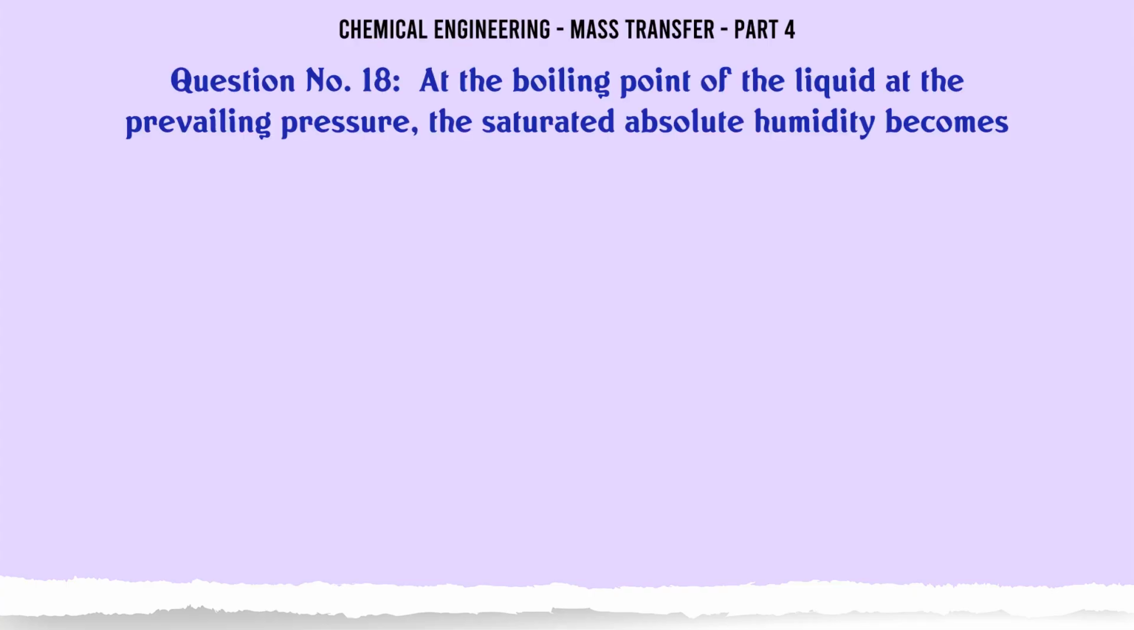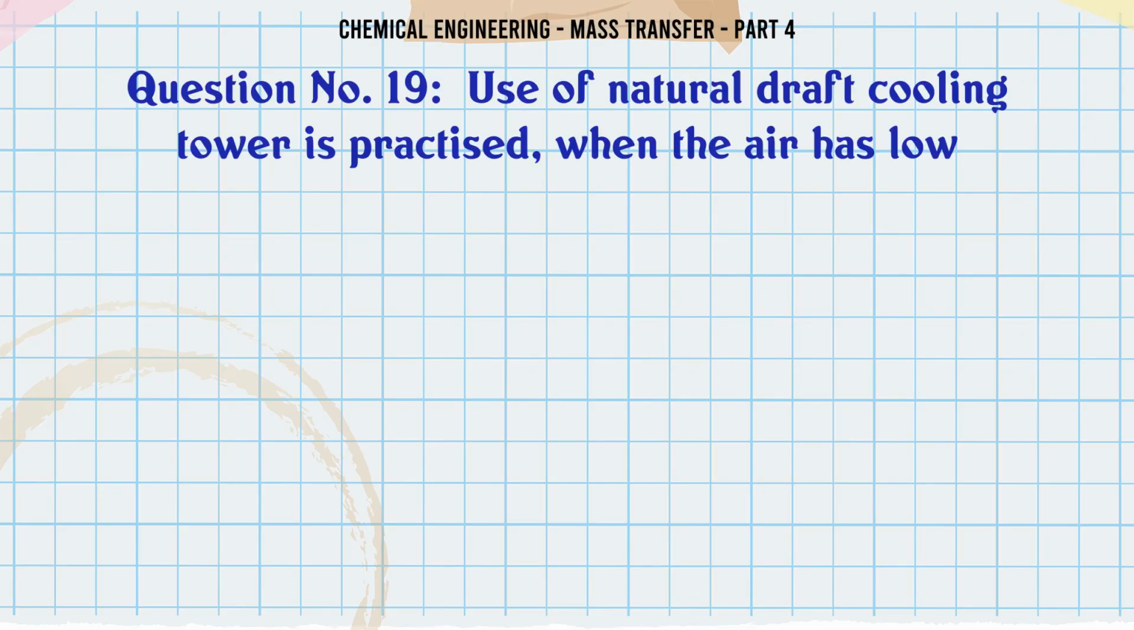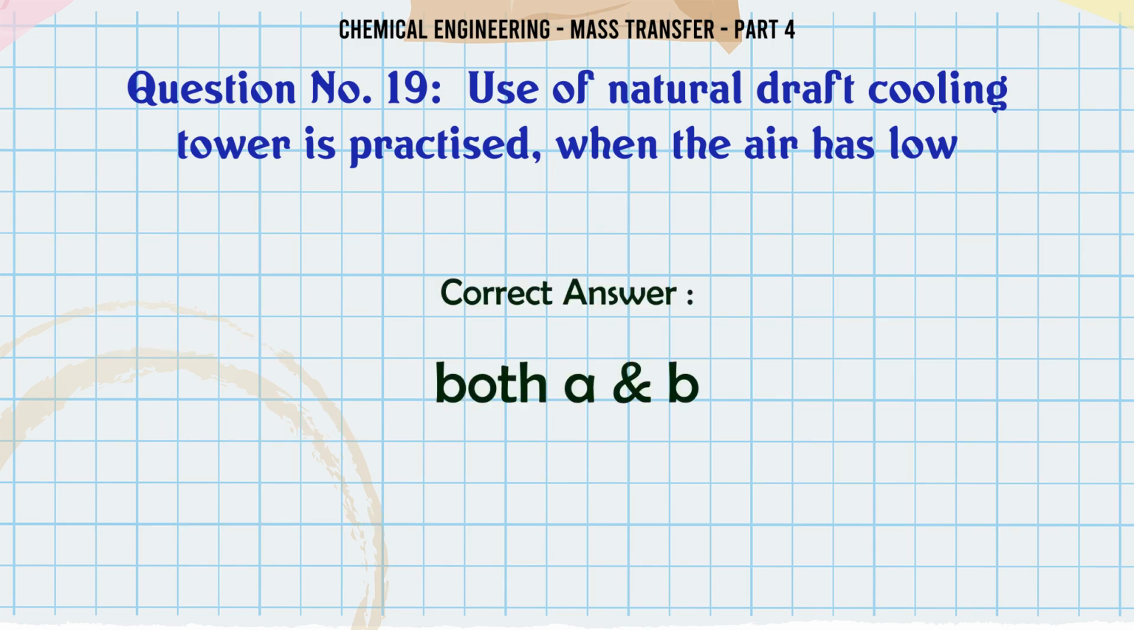At the boiling point of the liquid at the prevailing pressure, the saturated absolute humidity becomes A. 1, B. 0, C. ∞, D. None of these. The correct answer is ∞. Use of natural draft cooling tower is practiced when the air has low A. Humidity, B. Temperature, C. Both A, B, D. Neither A nor B. The correct answer is both A, B.